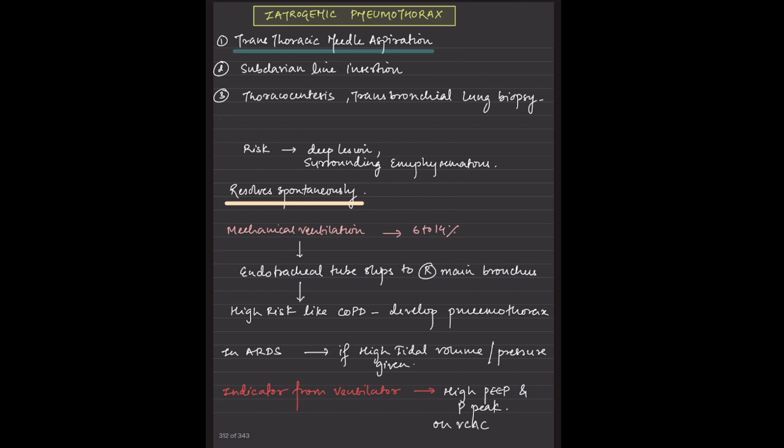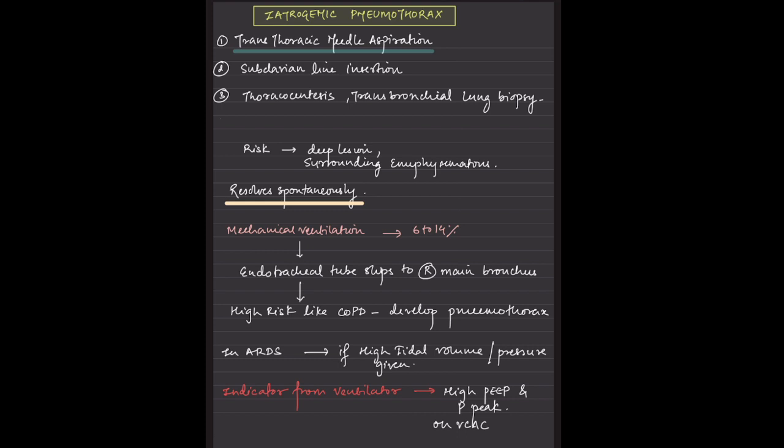Then coming to iatrogenic pneumothorax, I have already discussed this. It could be transthoracic needle aspiration, subclavian line insertion, transbronchial lung biopsy, or thoracocentesis procedures. It resolves spontaneously, but the patient has to be kept under observation for a certain period.